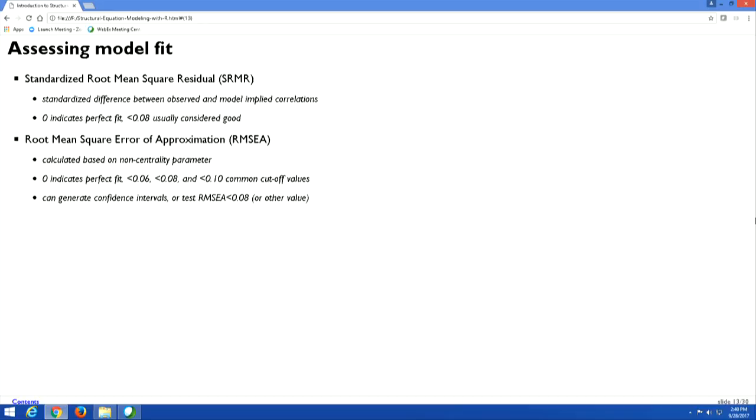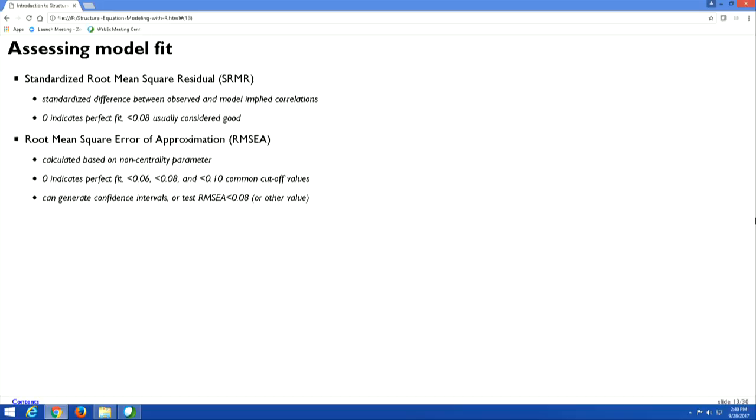Model implied here is predicted. So you fit your model, and then you predict what the covariance matrix or correlation matrix would be based on that model. And then you calculate a standardized difference between all the pairs of correlations in the observed and model implied.